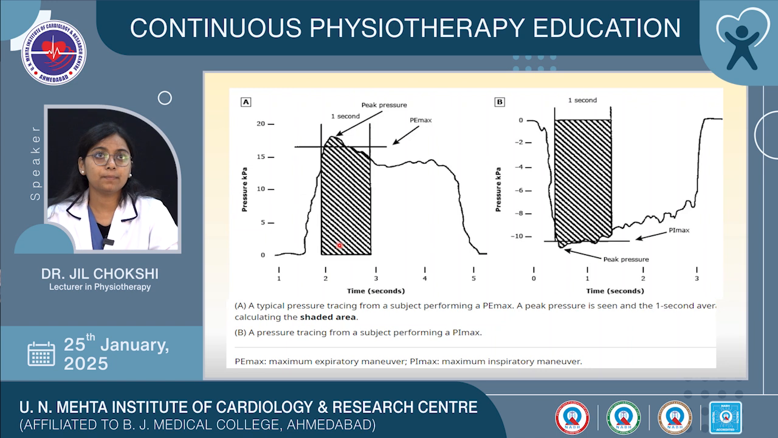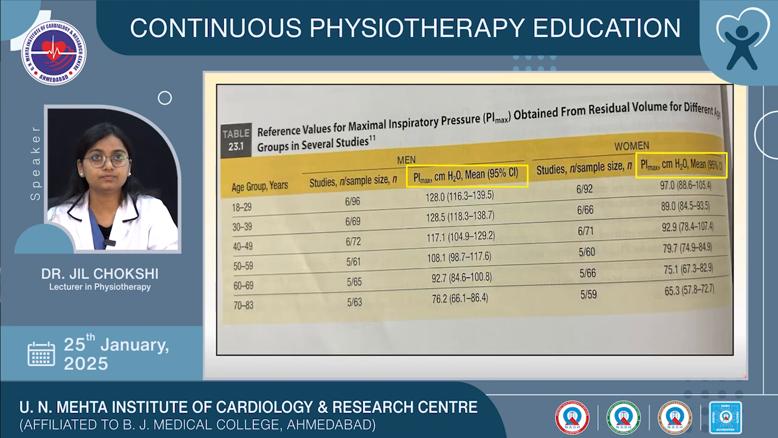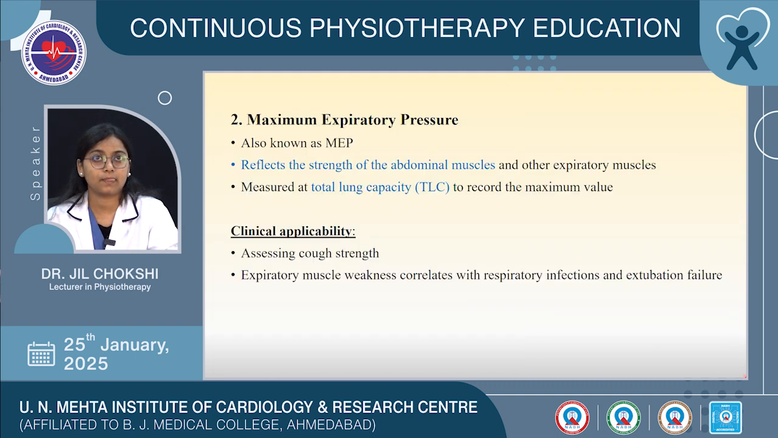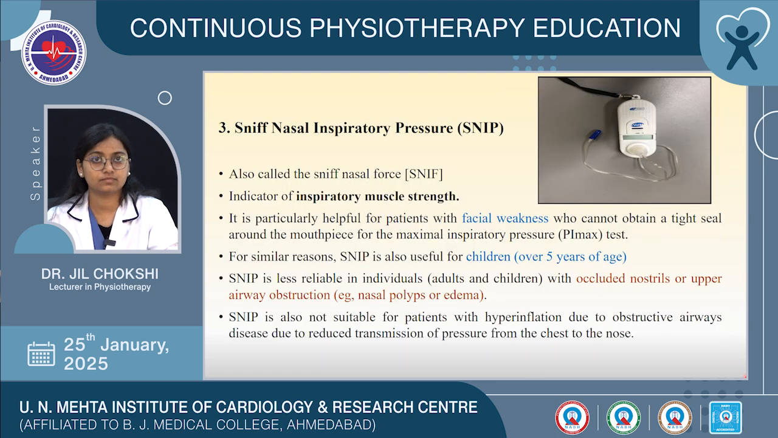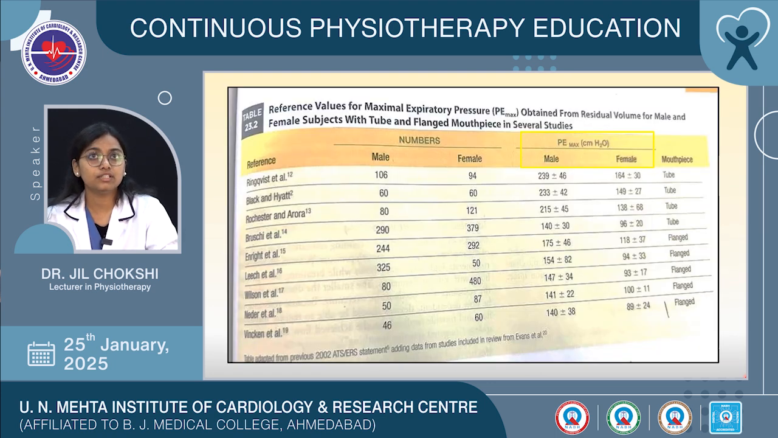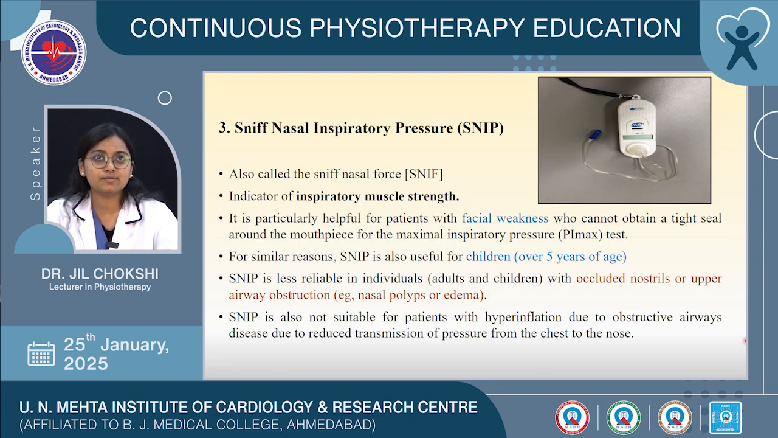This figure shows the PE max. The x-axis shows the time in seconds, while the y-axis shows the pressure. This is the peak pressure, the maximum pressure that is achieved during the maximal expiratory effort, and this is the PE max, the pressure that is sustained for at least 1 second. This is the reference value for the PE max that is obtained from the residual volume for males and females.